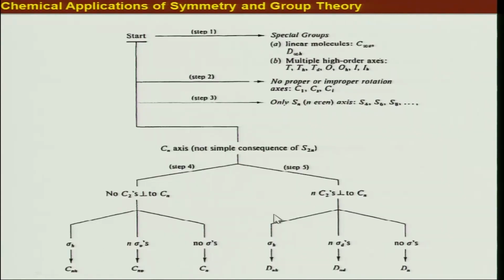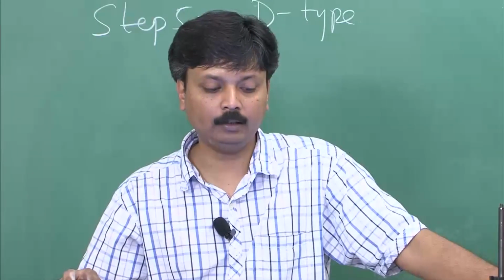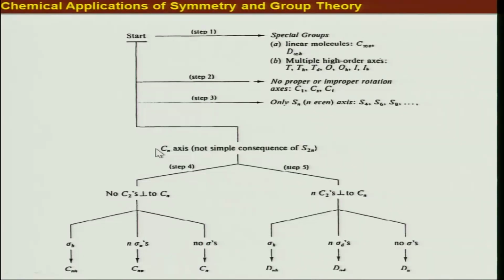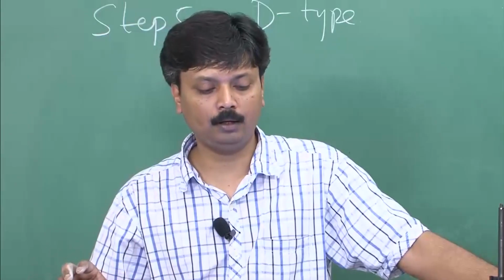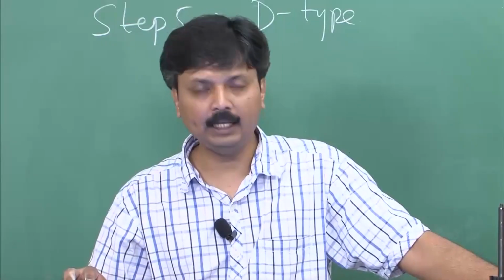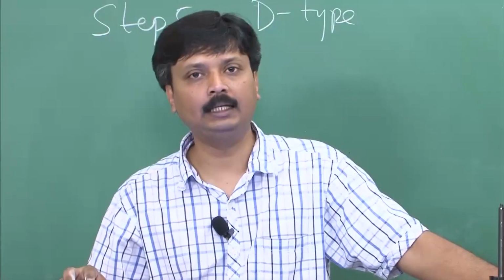In step 4 we looked at the possibility of other rotational axes which are not coinciding with Cn. Here in this particular case we ask whether they are perpendicular or not, and then we look for the possibility of the sigma planes, different types of sigma plane, and according to the availability of the sigma plane, sigma H, sigma V, you have either CnH or CnV point groups. And if you do not have any sigma plane, but you have a proper axis of rotation Cn, then you have the point group Cn itself.